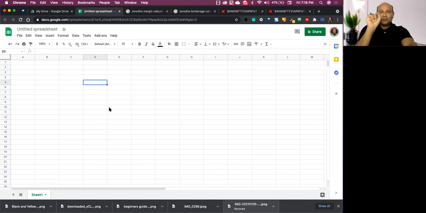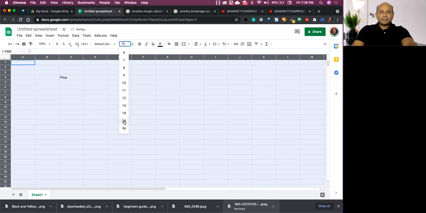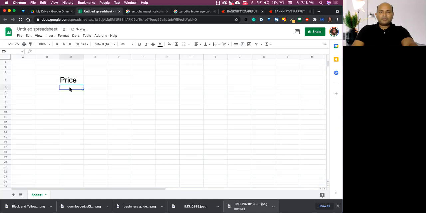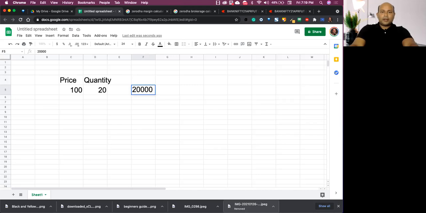Okay, so let's say you can buy goods worth, let's say the price is 100 and the quantity is 20. So the total money that you require is 20,000, right? That's the total money that you need to buy 20 quantity of goods worth 100 rupees. Is this super duper clear?